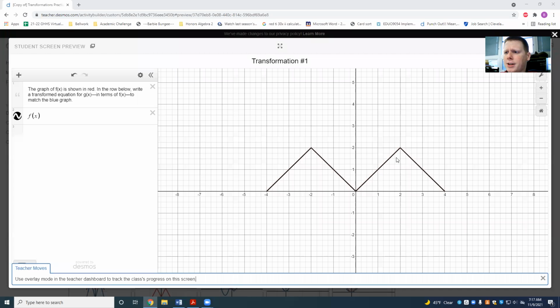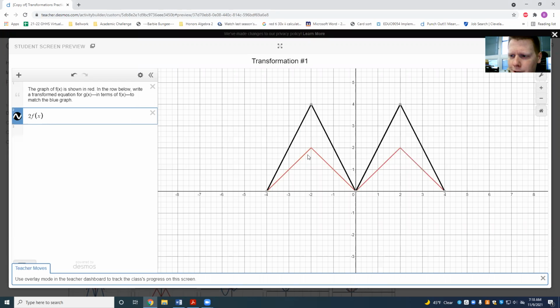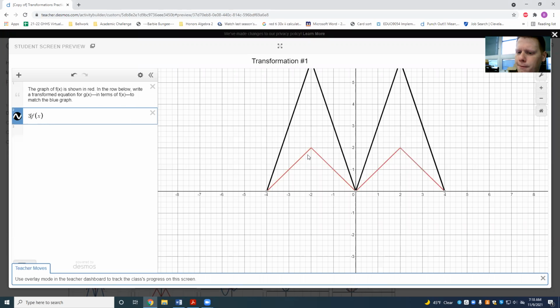All right, back to our original function. The last rule we're going to look at is if I put a number in front that I'm multiplying my function by. This one can be a little bit tougher to see because there are some different things that can happen. So let's say, for example, I just put a 2 in front. Let's say I put a 3 in front.